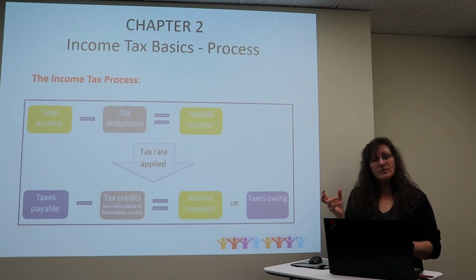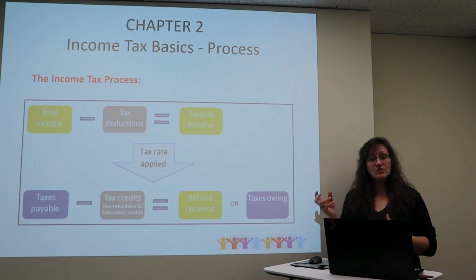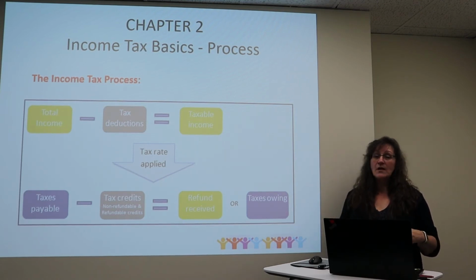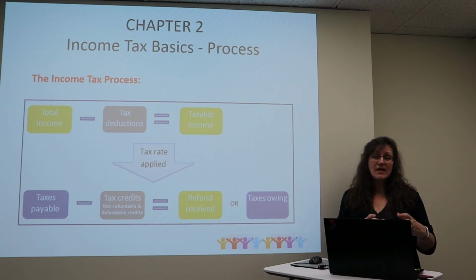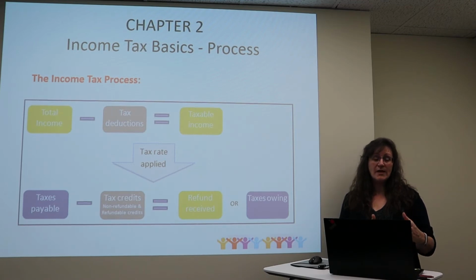Once that taxable income is determined, then the tax rate that we just talked about, federally and provincially, is applied against that taxable income to determine your taxes payable. Again, that doesn't mean that's what the government gets. That's your taxes payable based on the income you've earned, but you may be able to reduce your taxes payable as a result of having offsetting tax credits that you can apply against those taxes payable in the form of either non-refundable credits or refundable credits.